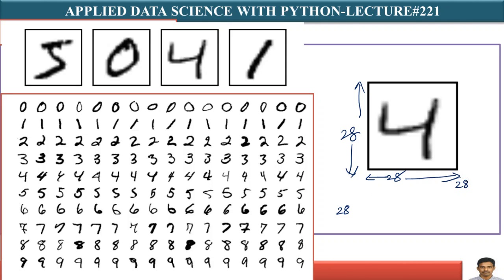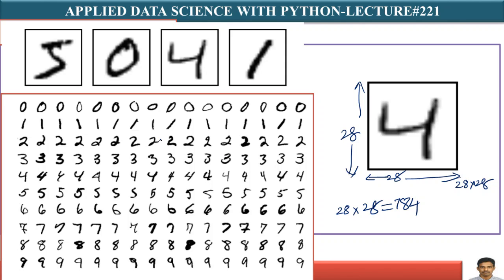An image can be represented as a matrix. There are 28 rows and 28 columns, so the order of this matrix is 28 by 28. Therefore, how many entries can one find? How many dimensions does it have? 28 into 28 means it has 784 pixels. This can be represented as 784 pixels, and each pixel can be treated as a dimension.